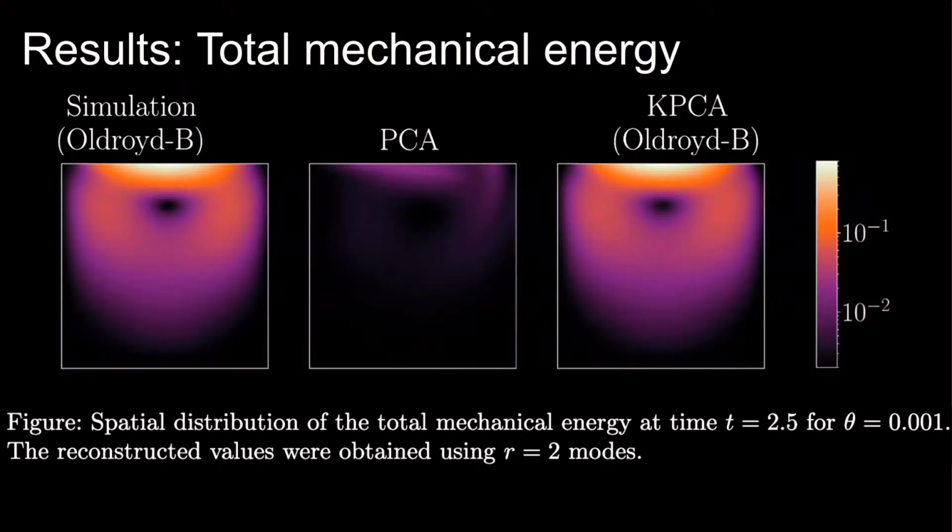This is just when you reconstruct in terms of the space, and then you can see this is the spatial distribution for the mechanical energy, and you can see exactly the difference if you use the PCA to reduce the high dimensional data or using the kernel PCA.